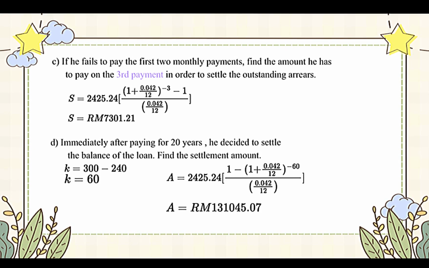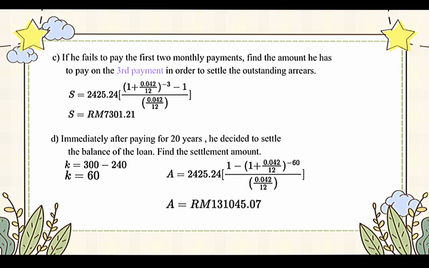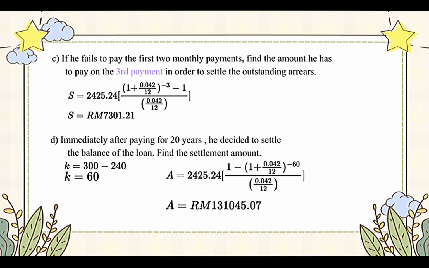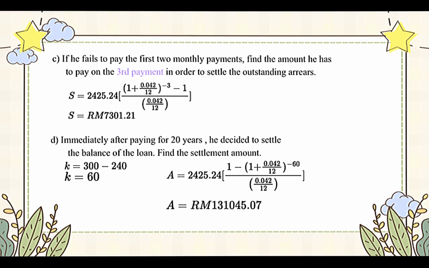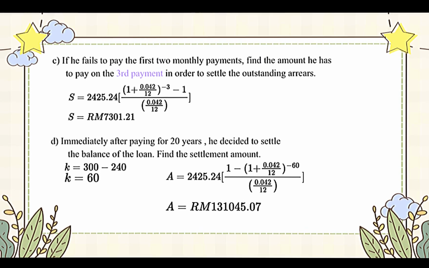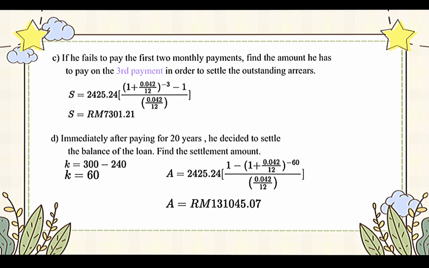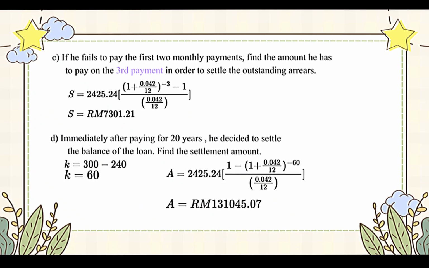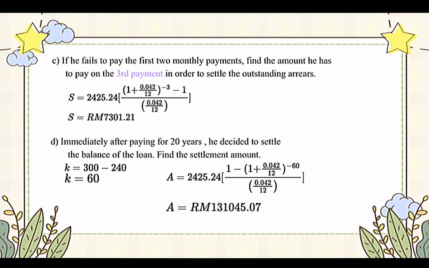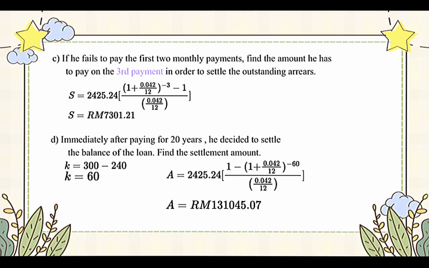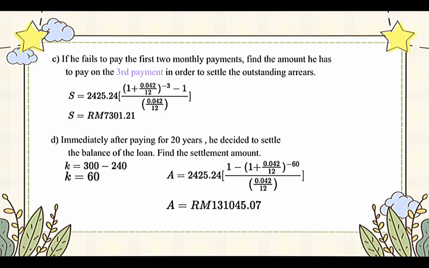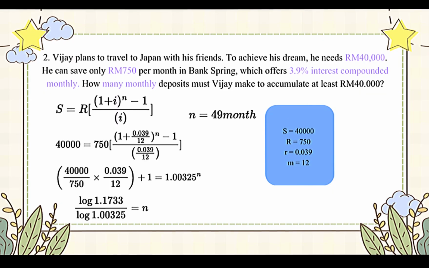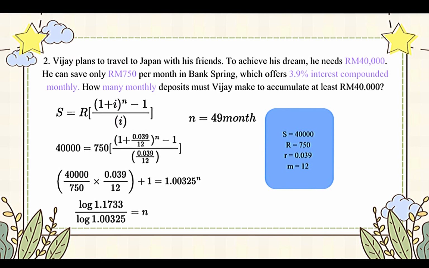For question 1D, immediately after paying for 20 years, he decided to settle the balance of the loan. Find the settlement amount. First, we need to find the value of K. K equals 300 minus 240. The value of K is 60. To solve this, we use this formula, substitute it into equation A. This is the calculation method to find the total settlement amount. The answer is 131,045 ringgit and 7 cents.